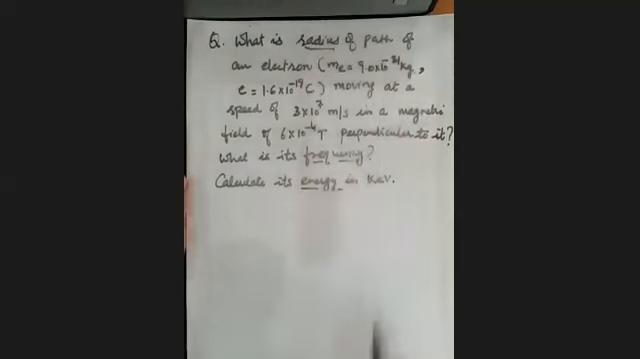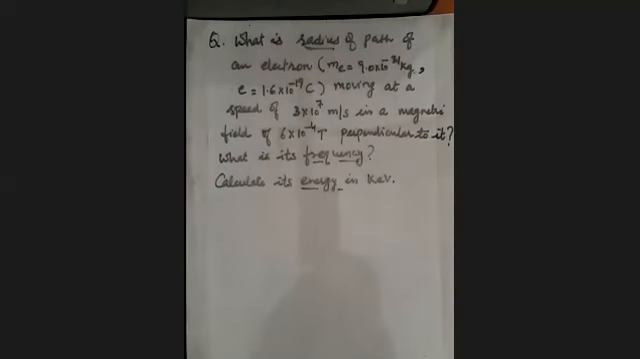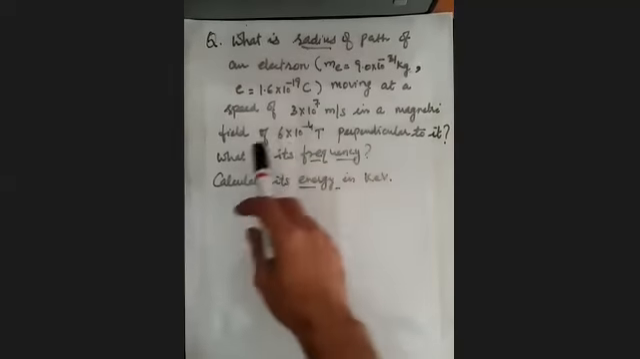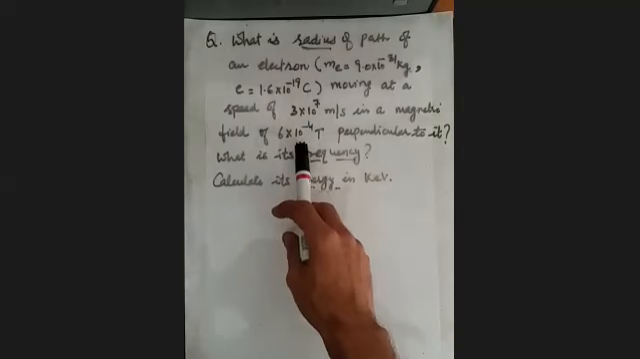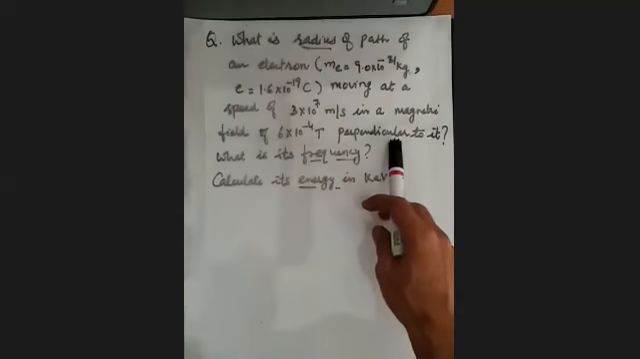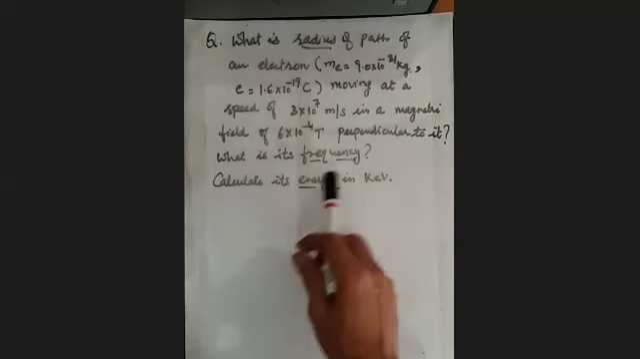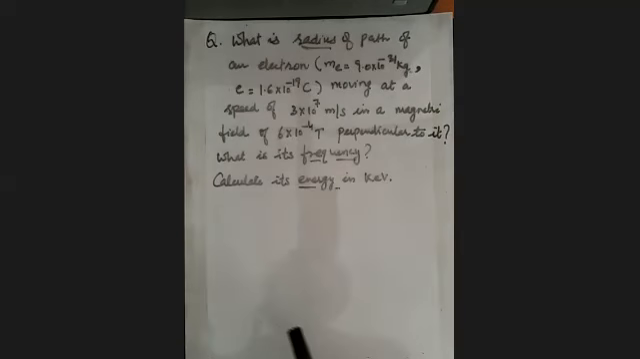So what is the radius of the path of an electron whose mass is given, charge is given, moving at a speed that is given, in a magnetic field whose strength is given, and perpendicular to it. So that also is given, at what angle it is moving. So what is the frequency, and calculate its energy in kilo electron volt.